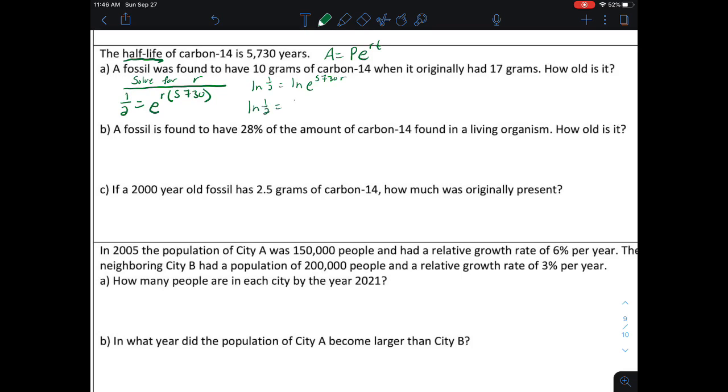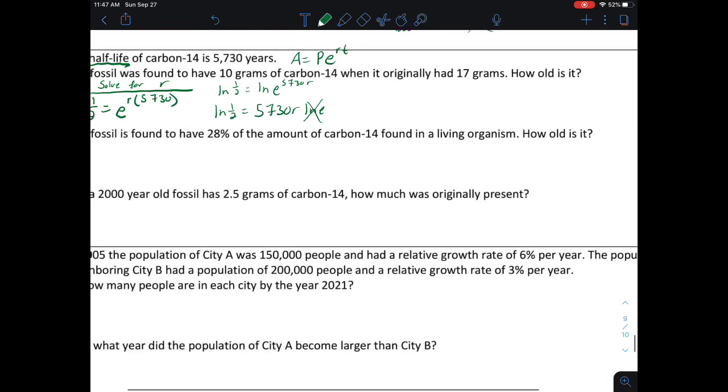So the ln of 1/2 is equal to 5,730R times the natural log of E. Well, the ln of E is 1. And then we would divide by 5,730. So R is equal to the ln of 1/2 divided by 5,730. We'll get a decimal value so that way we can actually solve for something.